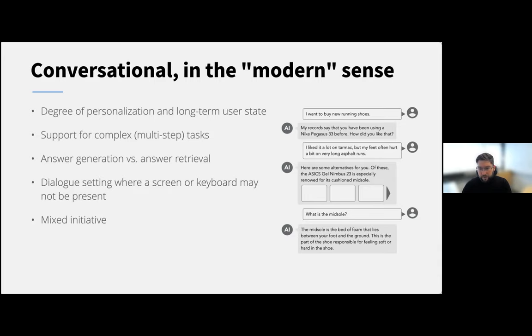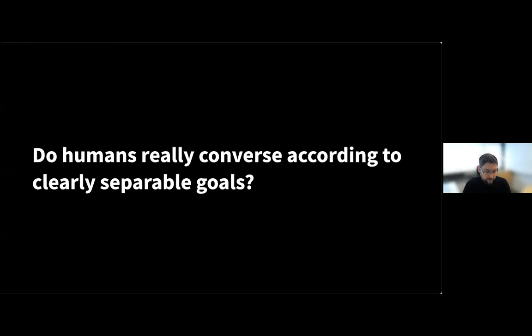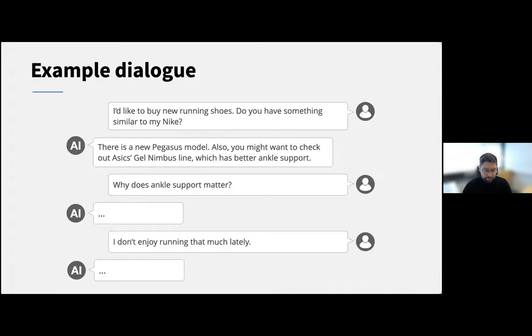All right. So next question that is worth asking is, since we have this three-way categorization, do humans really converse according to those clearly separable goals? And think about an imaginary conversation that feels quite natural, in my opinion, where the user would want to buy some running shoes and asks the conversation agent to do something similar to the previous shoe brand. And then in this conversation, there comes up an issue about anchor support, why it matters.